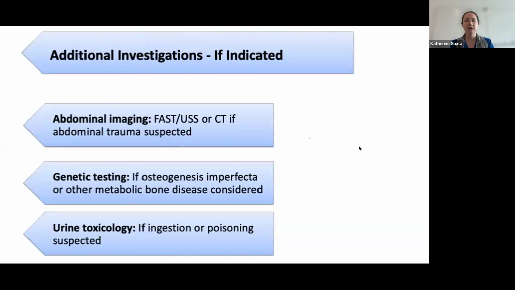And then if you have concern for any type of ingestion or poisoning, so a young child presents sort of unresponsive and you have no idea, or with seizures or things of that nature, sending some toxicology testing on them, if able, can be helpful, because a child who has illicit or illegal drugs or substances in their system raises its own line of concerns regarding child abuse or neglect. So, next slide.